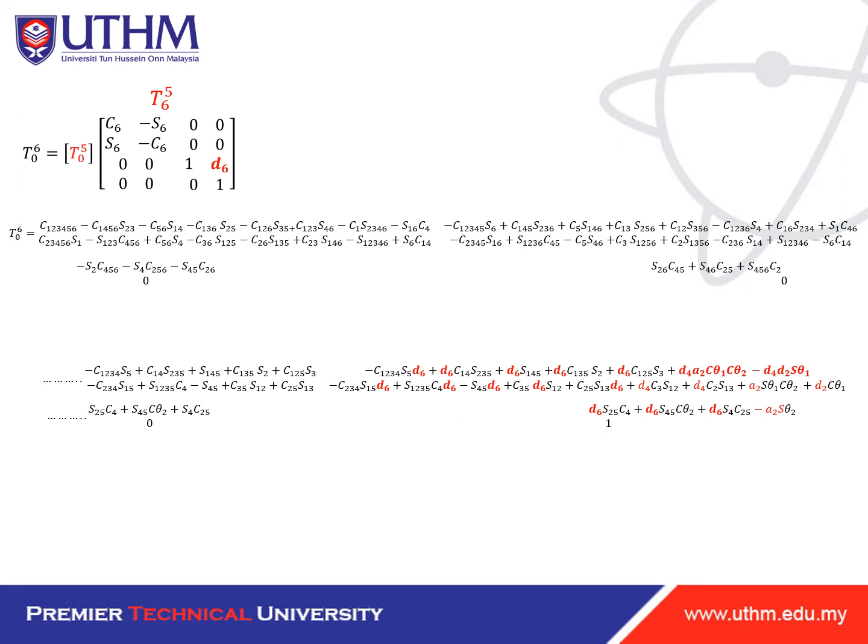And finally, we want to get the T06. We just multiply T05 with T56, and you guess correctly, and we will get this answer here. So this is our final matrix.